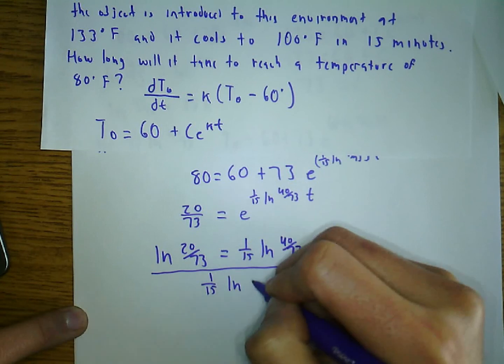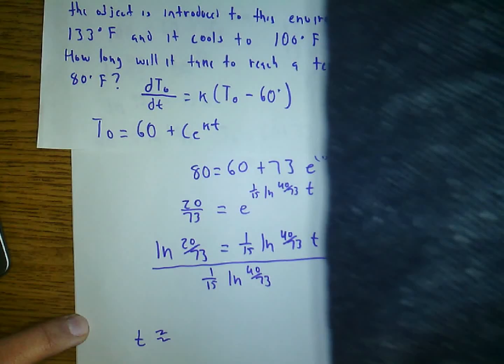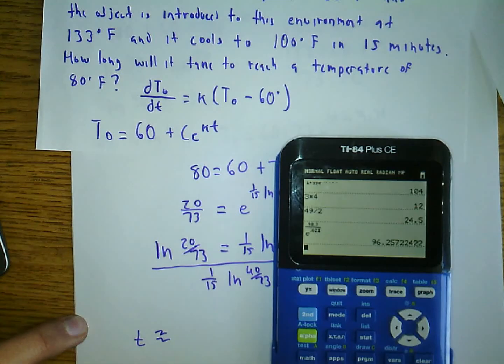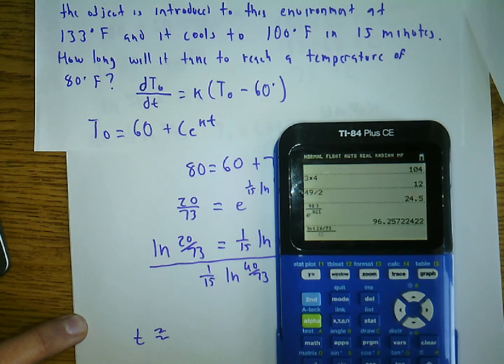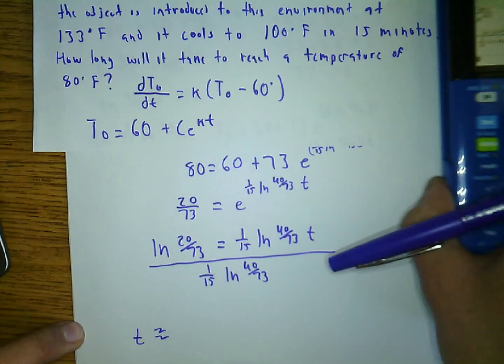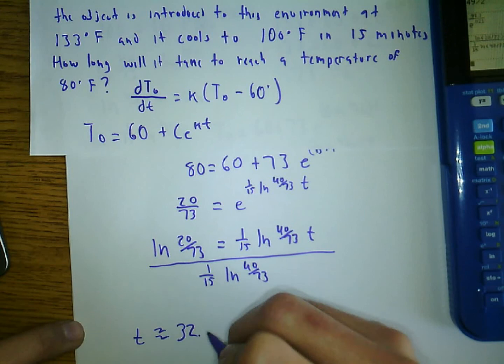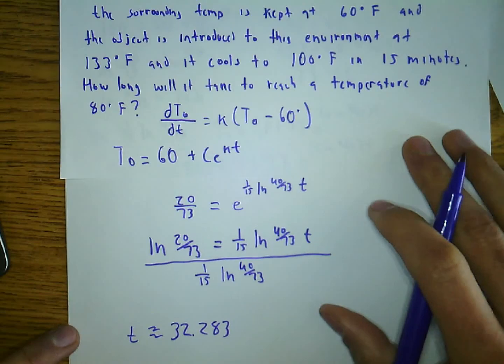So t would be approximately, if I use my calculator, this is where I would use my calculator. I'm going to say the natural log of 20 divided by 73 divided by 1/15 natural log of 40 over 73, and I got 32.283. And what would be my unit of time? Minutes. So it would take about 32 minutes, right?